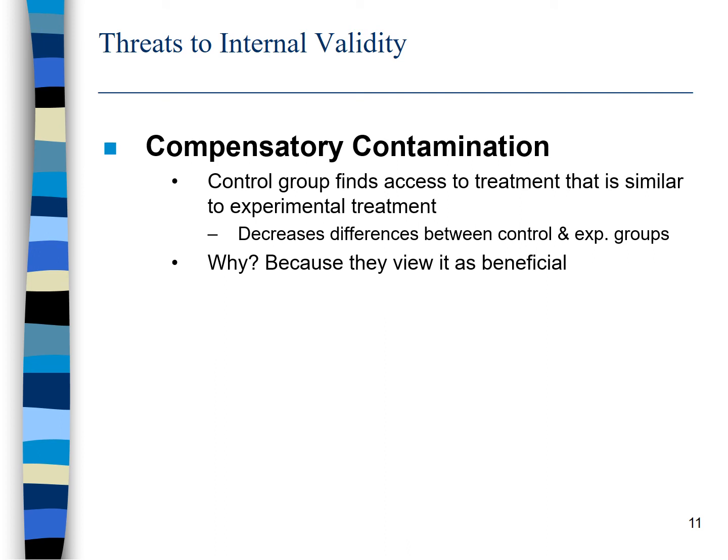All right, so compensatory contamination, as I mentioned before, is when the control group finds access to treatment that is similar to the experimental group, right? So this will decrease the perceived differences between them. So why would somebody do that? Why would they go outside of the study? Well, because if they signed up to be part of the research study in the first place because they thought that the thing being tested was beneficial, you can imagine they're going to go and compensate for it, right?